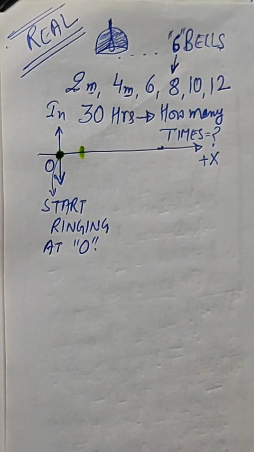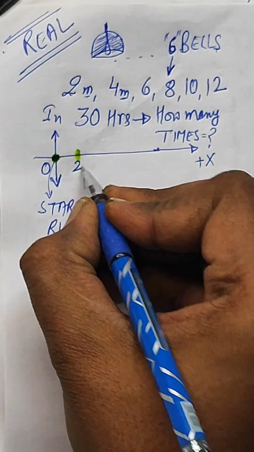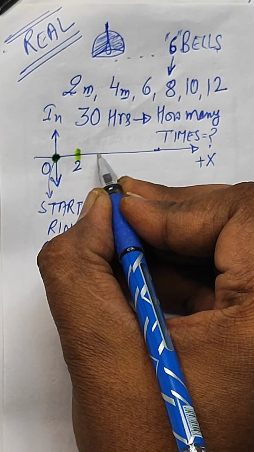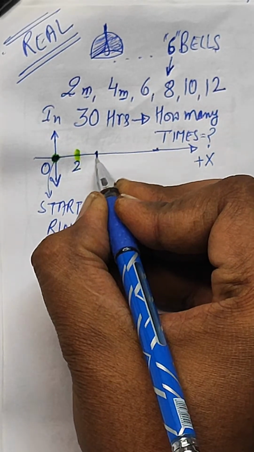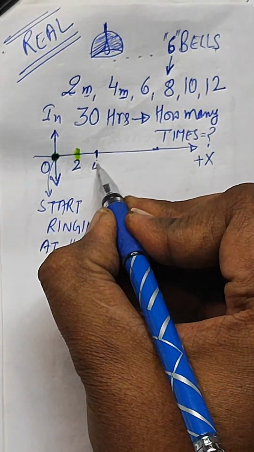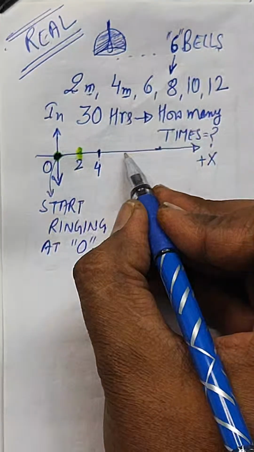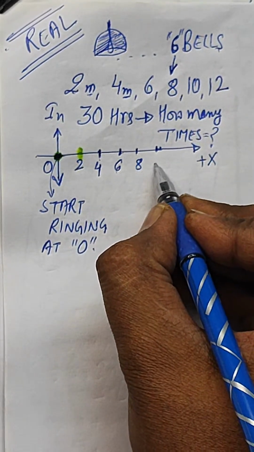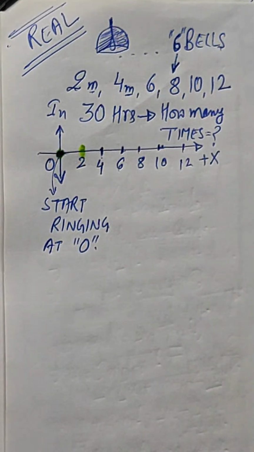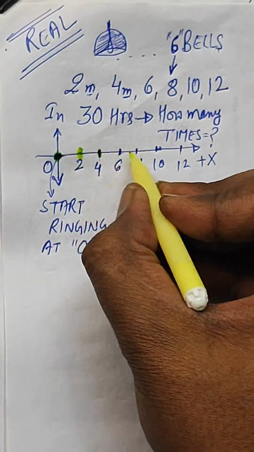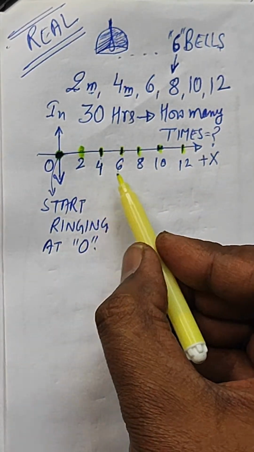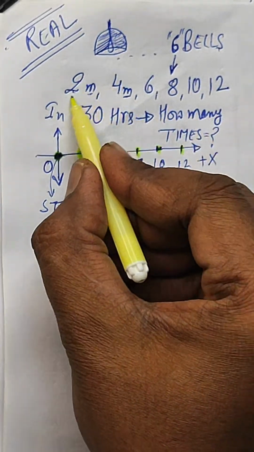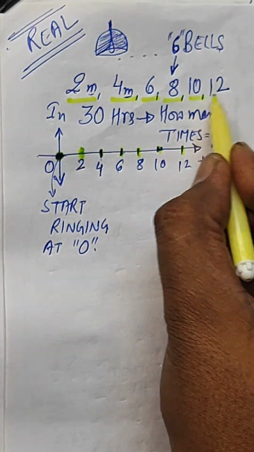Here we have 2, and from the start, the second bell will ring after 4, let us say this is not to scale, the third after 6, then 8, then 10, then 12. So my dear friends, till 12 minutes of time, all of these 6 bells are ringing only once. Only once, mind it. Because this is 2, 4, 6, 8, 10 and 12.